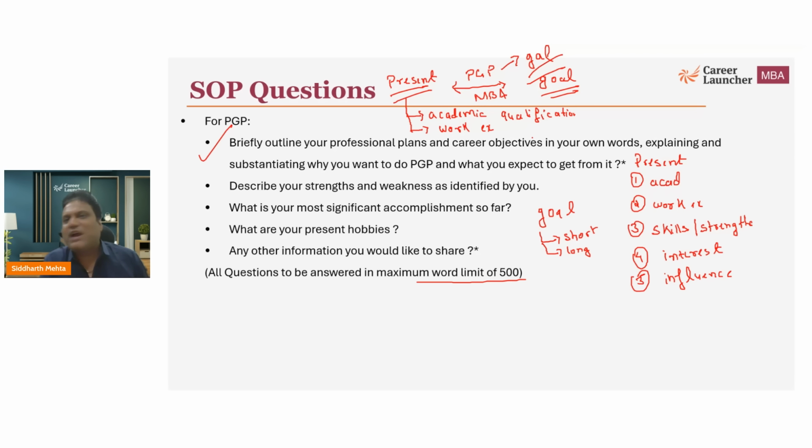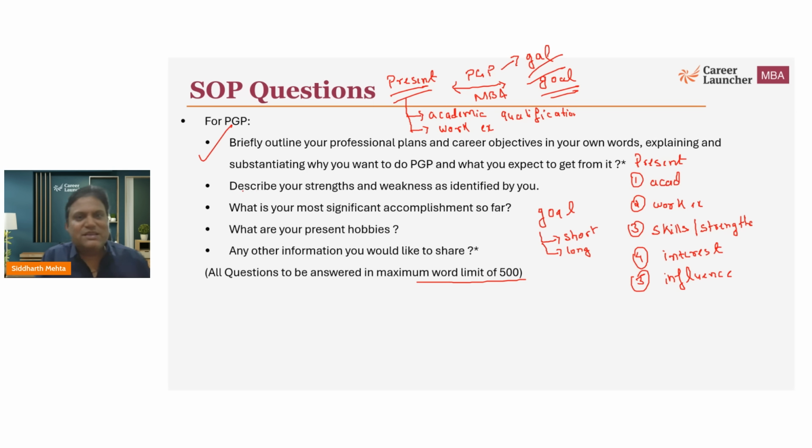Even if you want to start with your goals, be specific: 10 years down the line, I see myself as a consultant in the finance domain. Perfect. Start from there, no problem, right? So those kinds of beginnings are suggestible. If you want to talk about your present, say that I am a kind of person who believes in this. Make the first few lines more personalized, and then take it forward, right? So that is what you need to keep in mind for the first question.